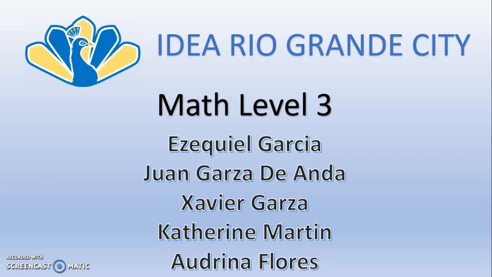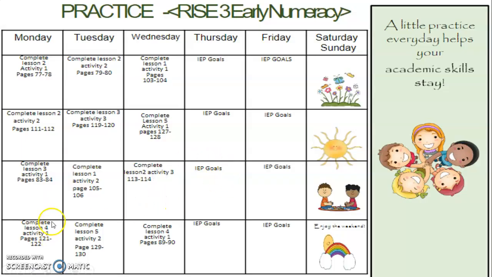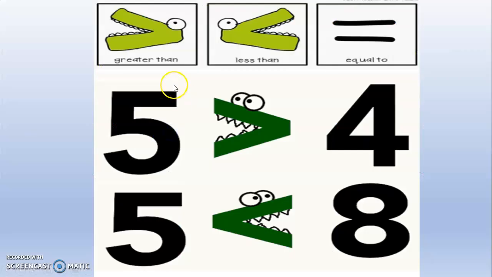So let's begin. Today we will be doing Lesson Activity 1, pages 127 and 128. We're going to learn about greater than, less than, and equal to. Remember, we went over this last week also. So 5 is what then 4? 5 is a bigger number, right? So 5 is greater than 4.